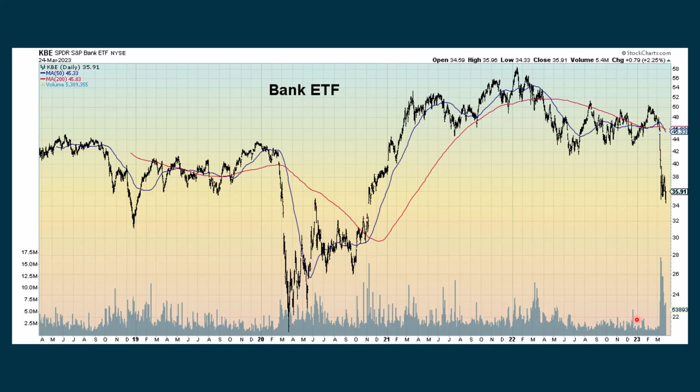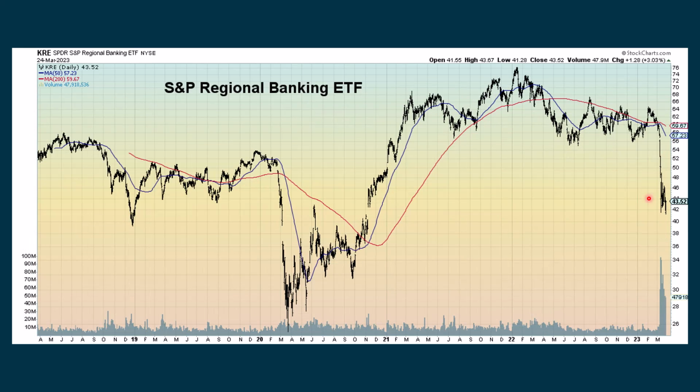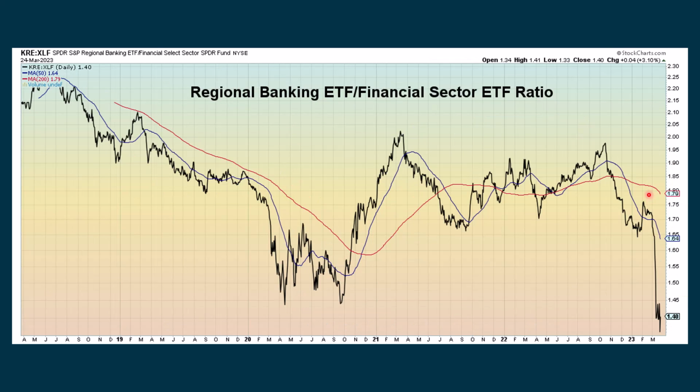Looking at bank stocks, I usually don't cover this, but because of what's happening in the news, I've been talking about it. This is the bank ETF, which now is in an overall downtrend. Here's a regional banks ETF, also showing a lot of weakness. Here's another regional bank ETF, weakness. Here's a ratio between the regional banking ETF and the financials, showing a lot of weakness.